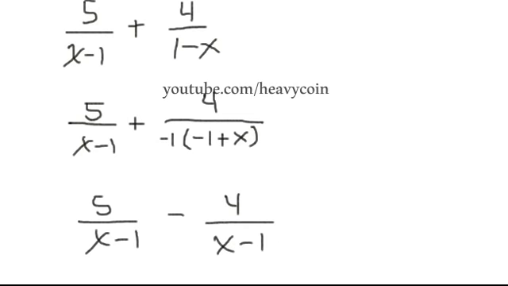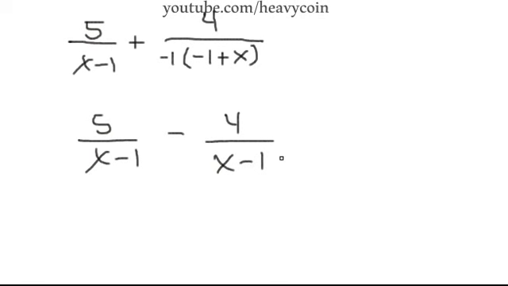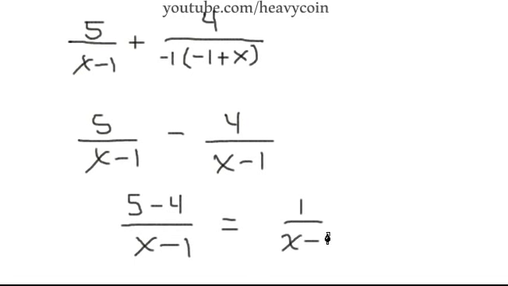So this would be, what we can do now is, since we have a common denominator, we are going to just add their numerators, rewrite the denominator, and of course this just becomes 1 over x minus 1, and we're done. So the trick was to factor out this negative here to get both denominators to look the same.